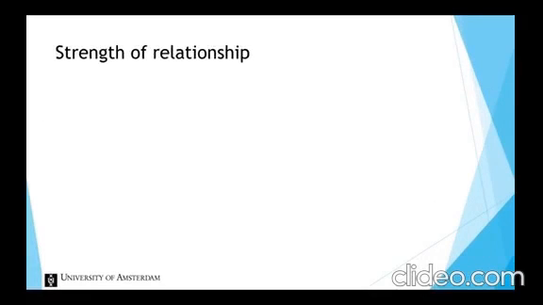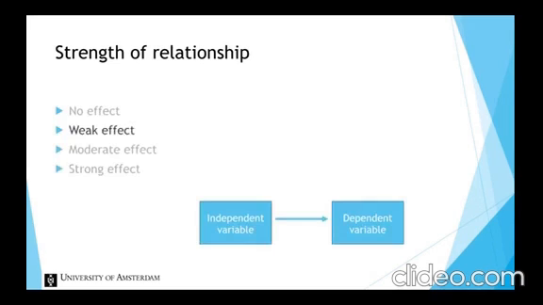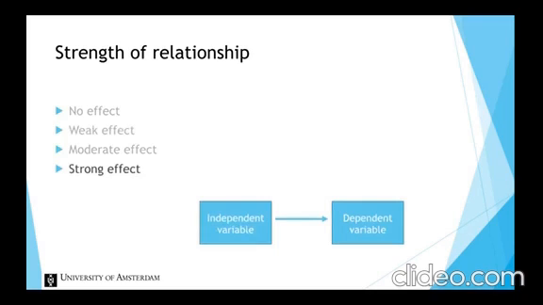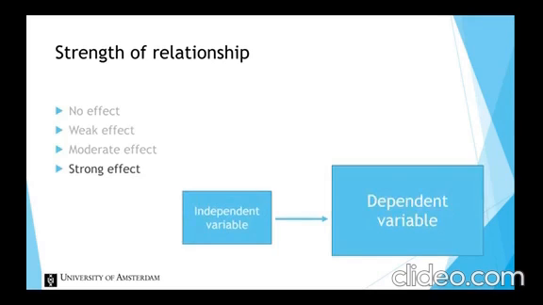The strength of a causal relationship can vary from no effect, through a weak effect, through a moderate effect, to a strong effect. A weak effect implies that a large change in the independent variable is required for only a small change in the dependent variable. On the other hand, a strong effect implies that only a small change in the independent variable is needed for a large change in the dependent variable.